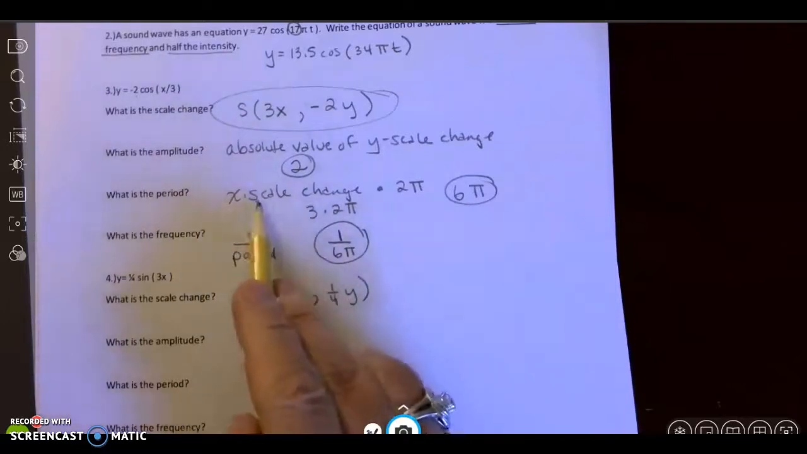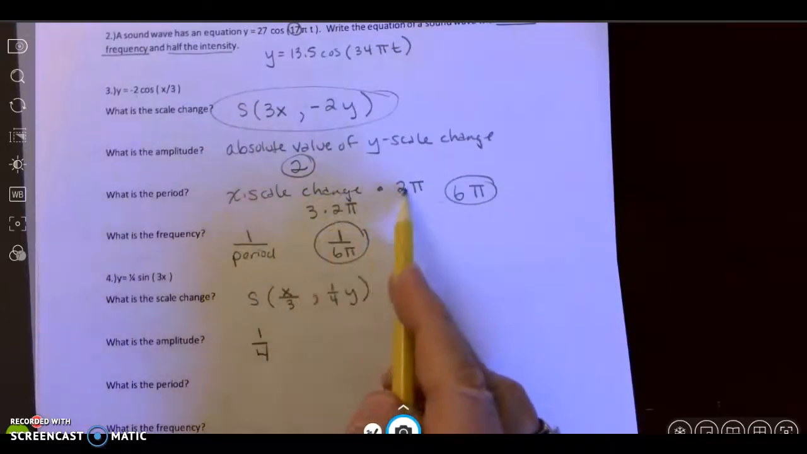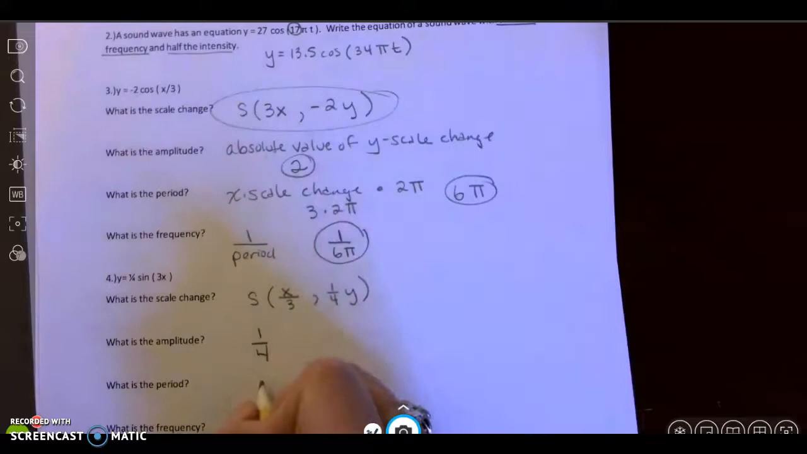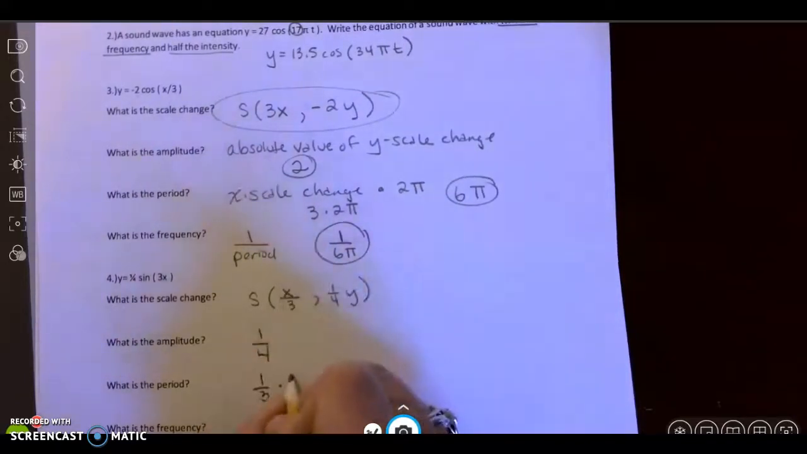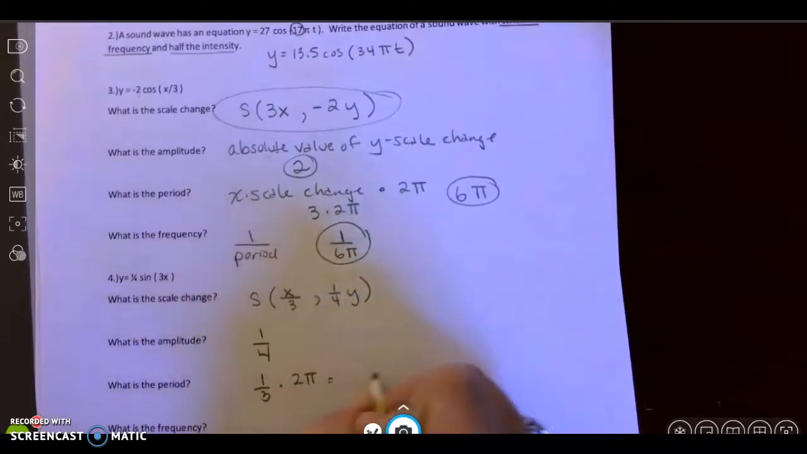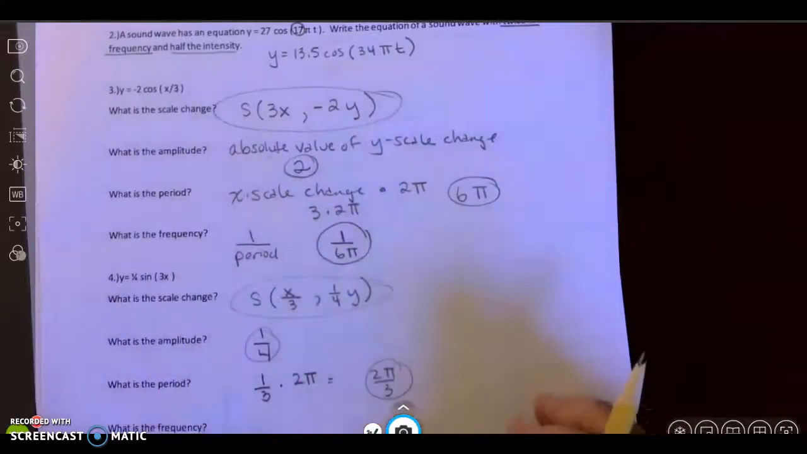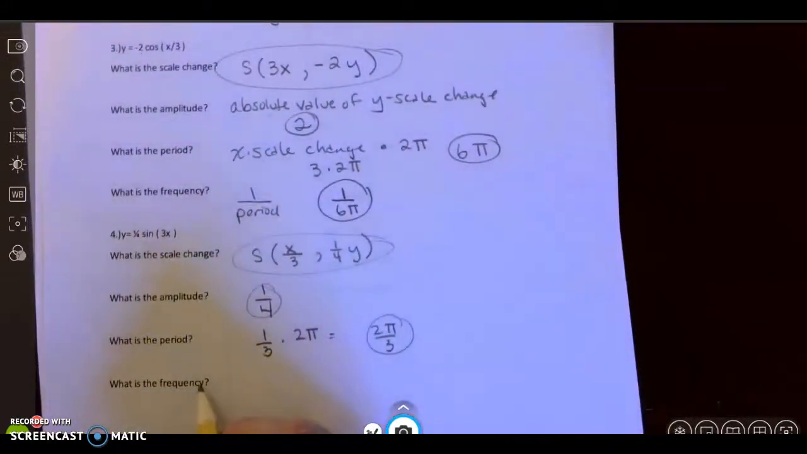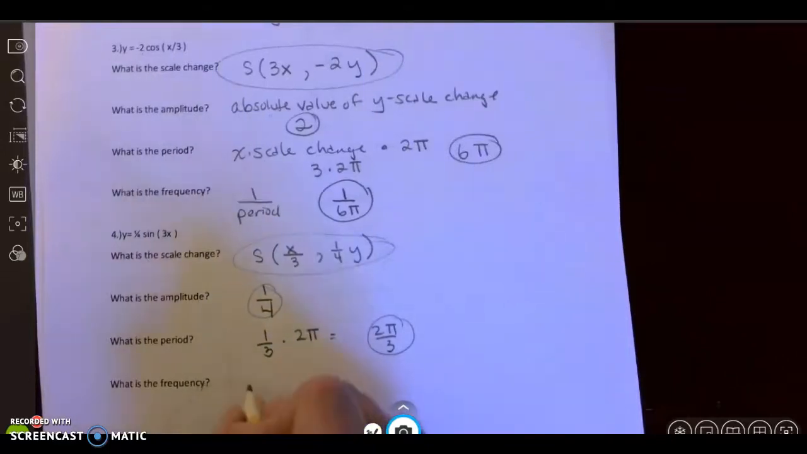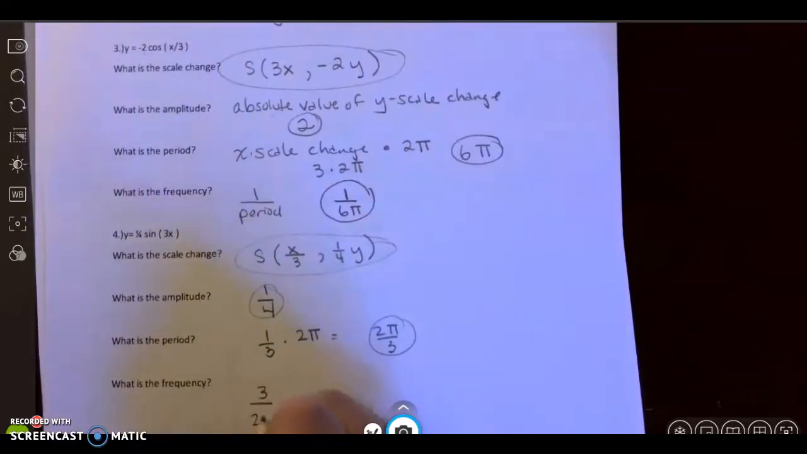The period is the x scale change times 2 pi. The x scale change is 1/3 times 2 pi. So we get 2 pi over 3. Again, I'll circle my answers. And what is the frequency? It's the reciprocal of the period, so it's going to be 3 divided by 2 pi.